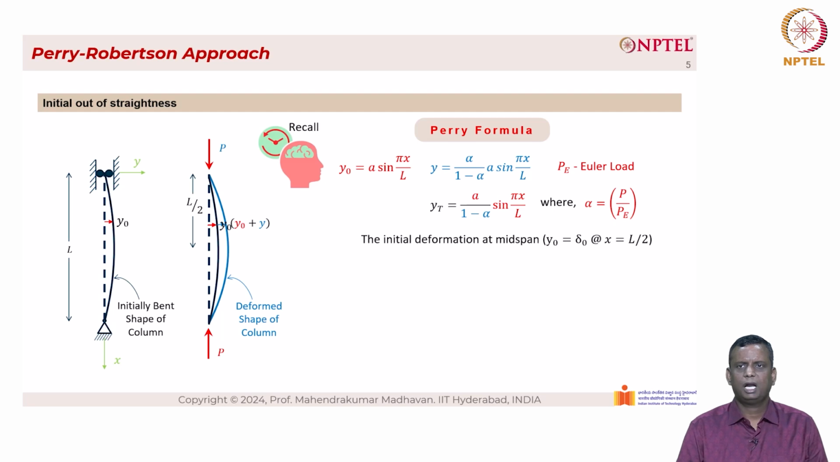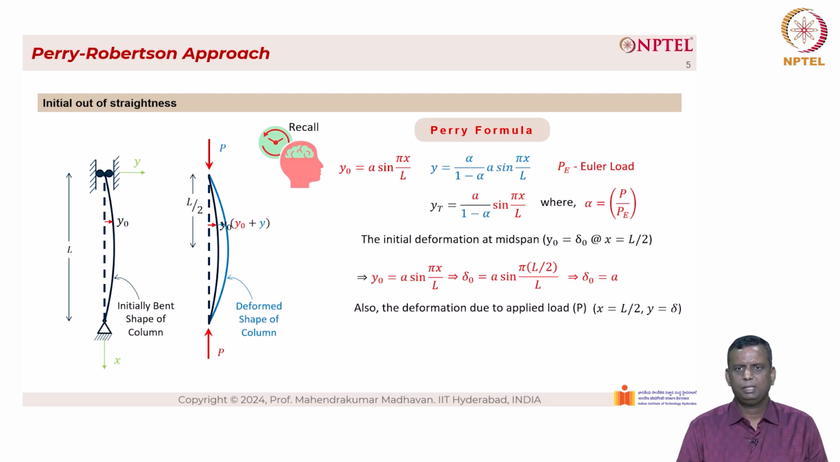The initial deformation at midspan, y0 equal to delta naught at x equal to L by 2. y0 equal to a into sine pi x by L, so delta naught equal to a into sine of pi into L by 2 divided by L, which gives the value delta naught equal to a, which means that the maximum imperfection at x equal to L by 2 is a. Also, the deformation due to applied load P at x equal to L by 2 is y equal to delta, which means y equal to alpha by 1 minus alpha into a sine pi x by L, and instead of x we put L by 2, we get delta equal to alpha by 1 minus alpha into delta naught.